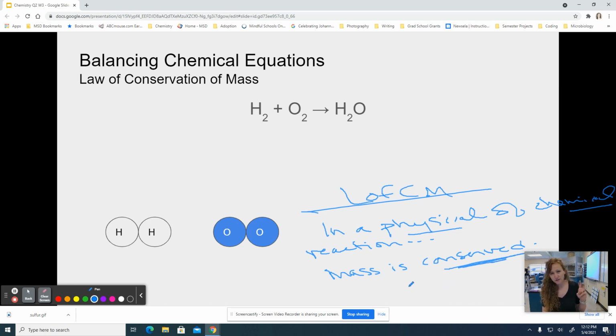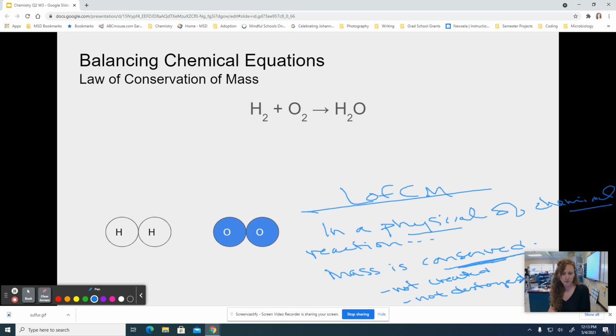So to conserve something means to keep it the same. So if mass is conserved, that means mass is not created and mass is not destroyed. So as a chemical reaction proceeds forward, we're not actually creating any mass. We're not gaining any matter. And we're also not destroying any mass. We're not destroying any matter. So basically what this is telling us is that whatever mass we start with at the beginning of the reaction, we also need to end with that same mass.